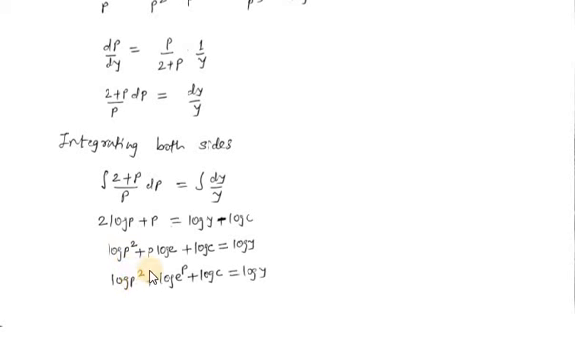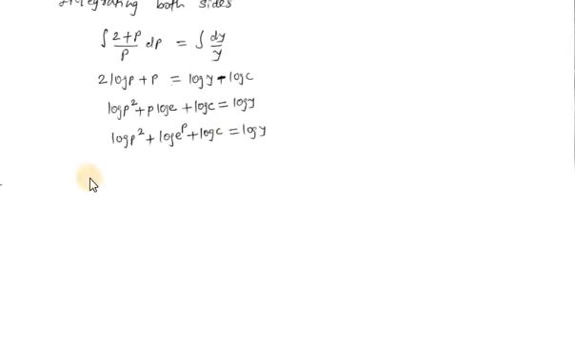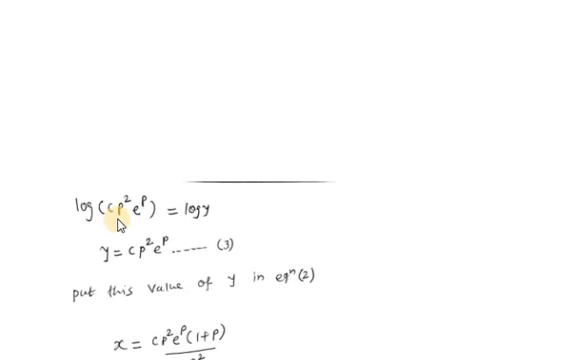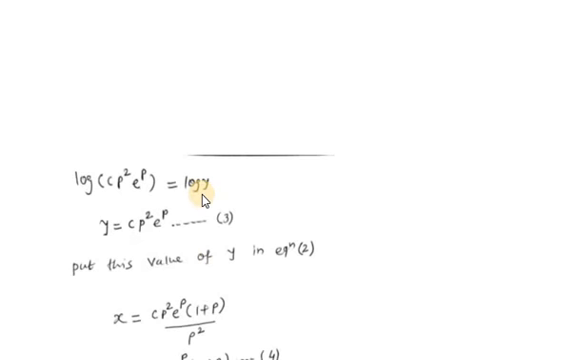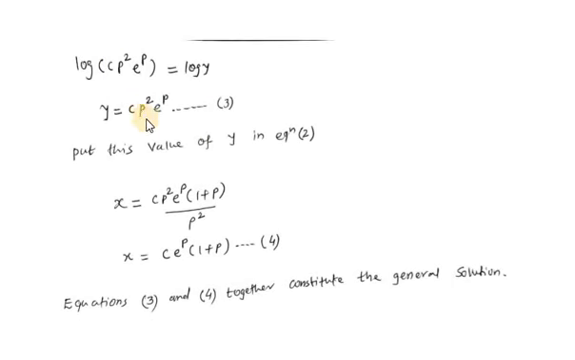Now this is log p square. Applying the property of logarithm, it will become logarithm of e raised to p plus log c equals to log y. Now again applying the property of logarithm, it will become logarithm of c into p square into e raised to p equals to log y. So from this result we have y equals to c into p square into e raised to p.